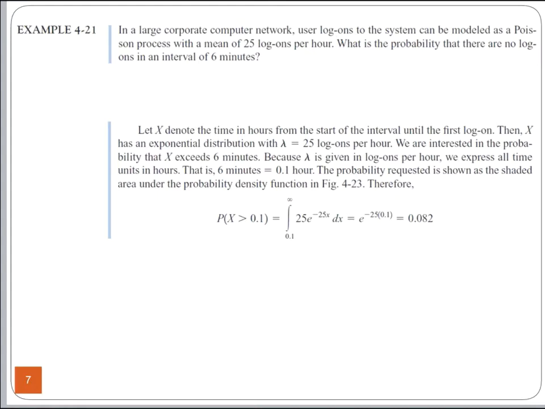So here we are looking at the probability that within 6 minutes we have no logons. Now, if you want to solve this problem directly from the Poisson distribution, because it talks about a Poisson distribution where the mean lambda of this Poisson is equal to 25, so lambda is equal to 25 per hour, right?